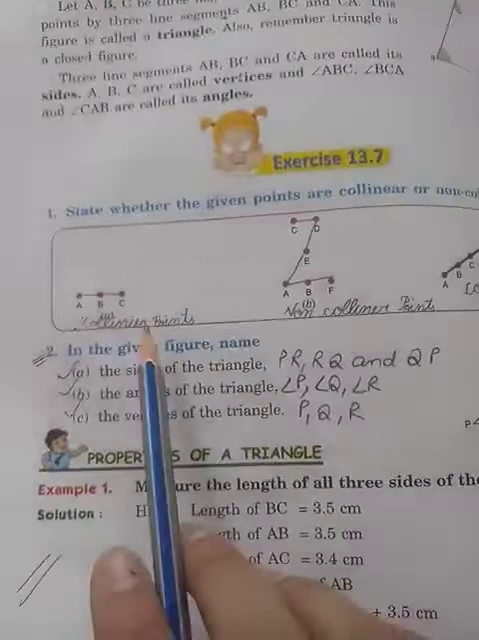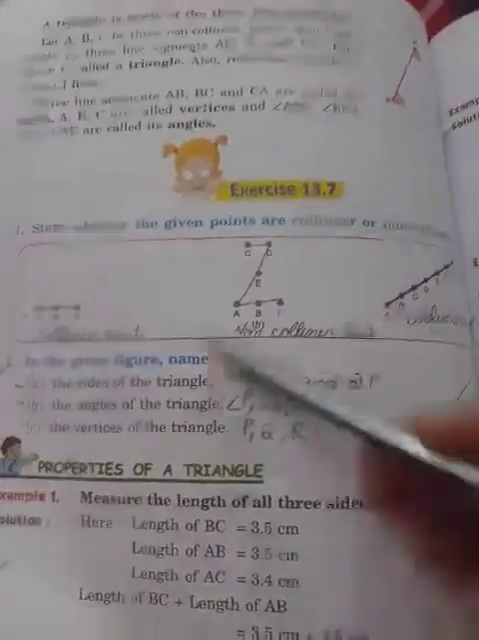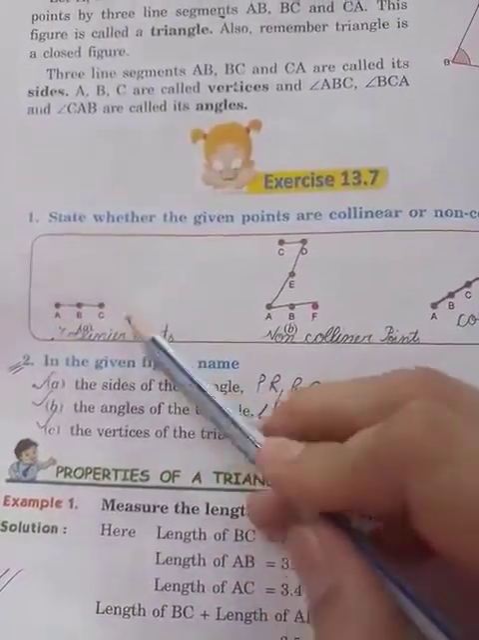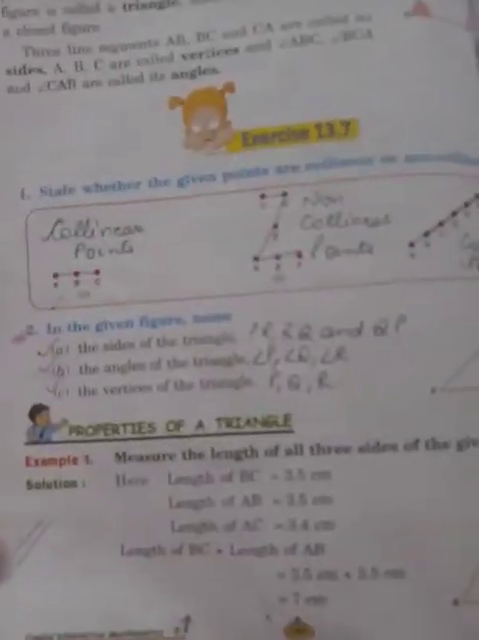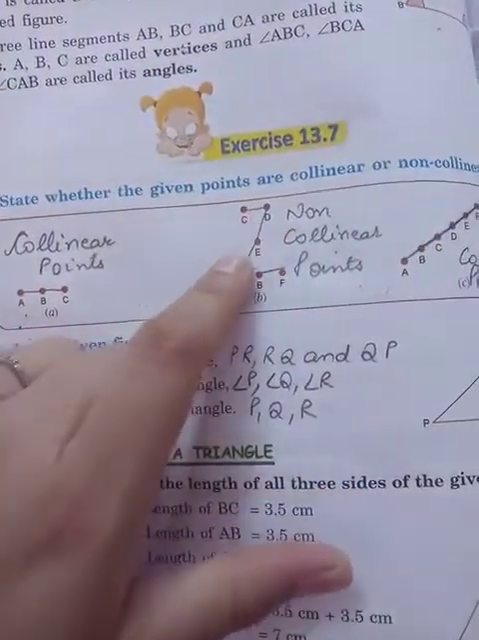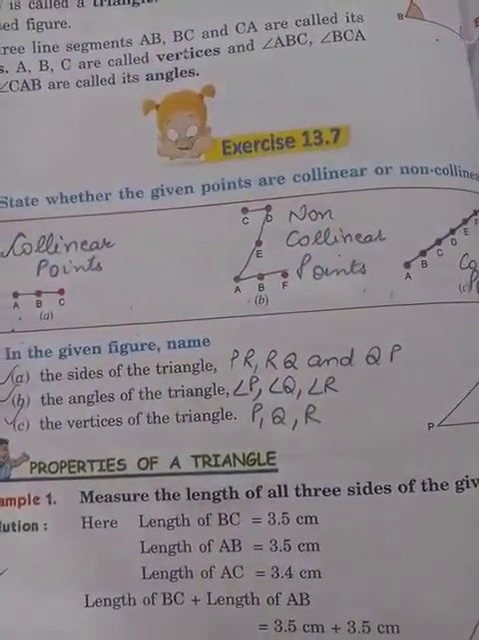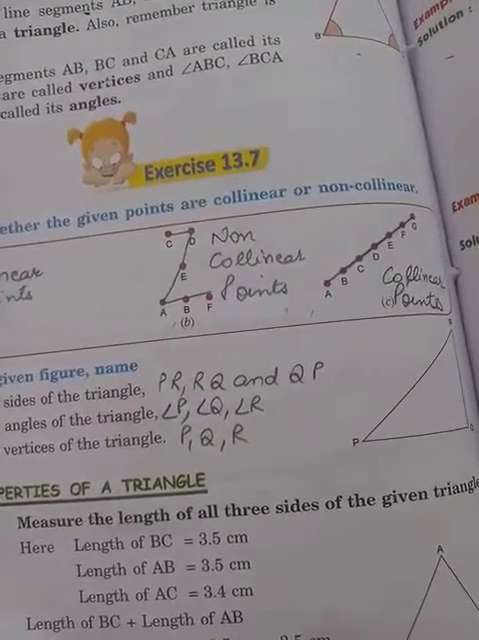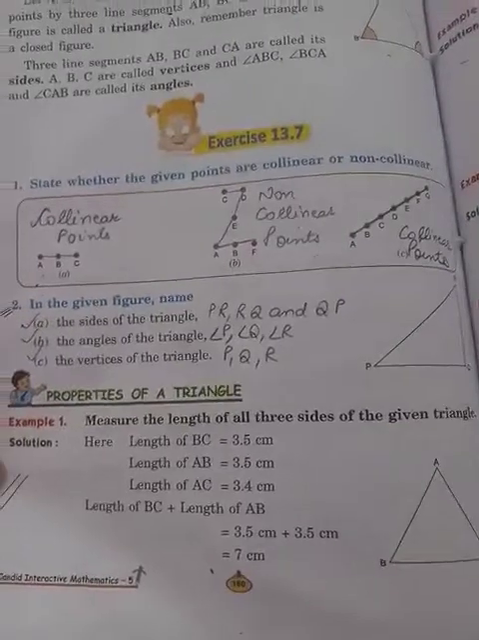The first question is you have to check the given points are collinear or non-collinear. These 3 points, when we join these 3 points, they form a straight line. So your answer is collinear points. Your first one is collinear. In second, the points, when we join the points, they do not make a straight line, so they are the non-collinear points. Third, they form a straight line, so the answer is collinear points.